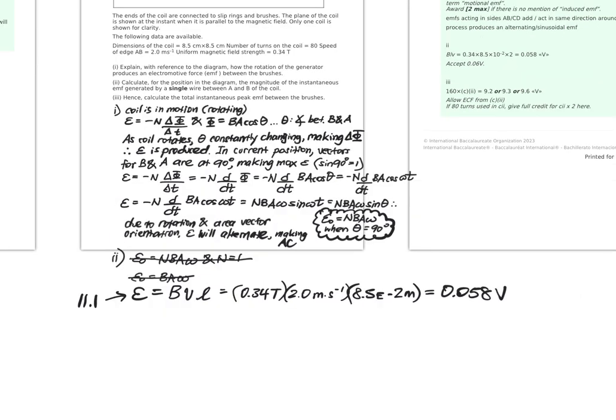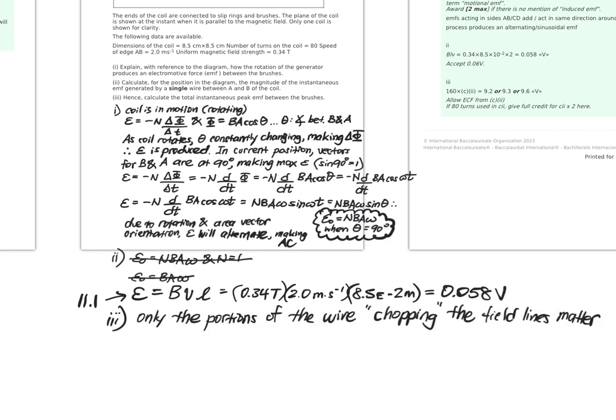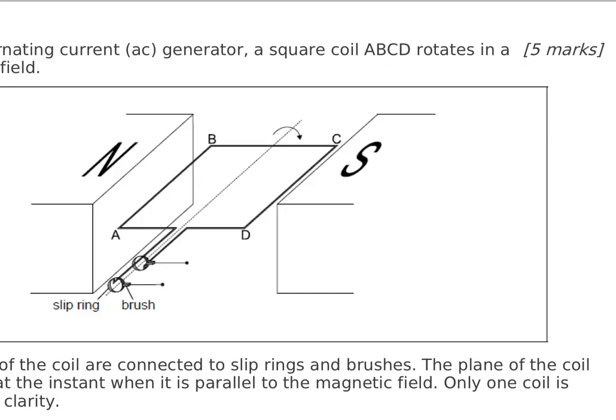And then 3, or triple I, that wants the peak EMF covering the entire coil. So really only the portions of the wire that are chopping the field lines actually count towards the production of the EMF. So what do I mean by that? A, B, and C, D will be chopping the field lines. They matter. A, D, and B, C do not chop the field lines, so they don't count. So I'm not going to include them.